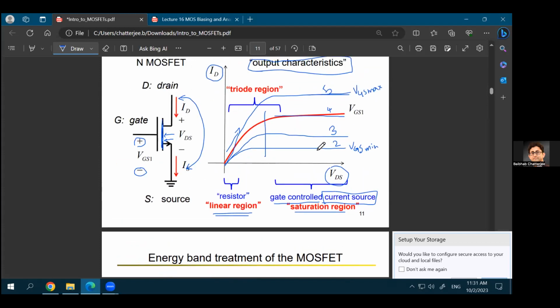Okay, that we will do from the energy bands, and we'll also do it mathematically to show the mathematical equations that determine the characteristic of the device.